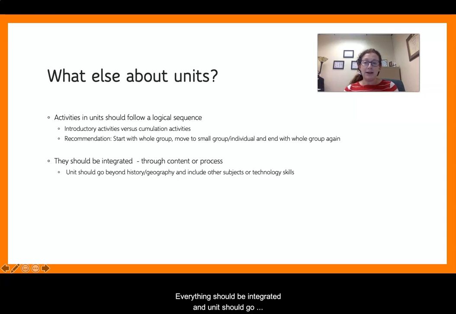Everything should be integrated. A unit should go beyond history and geography to include other skills and technologies. You can incorporate ELA, you can incorporate music, you can incorporate art, you can incorporate science, you can incorporate math depending on the unit. So sometimes it's really helpful because if you can align your social studies units to meet what you're doing in ELA or in science, you can really connect the 2 subjects and give them both the amount of time that they need.